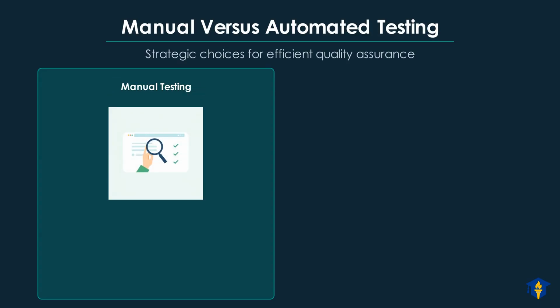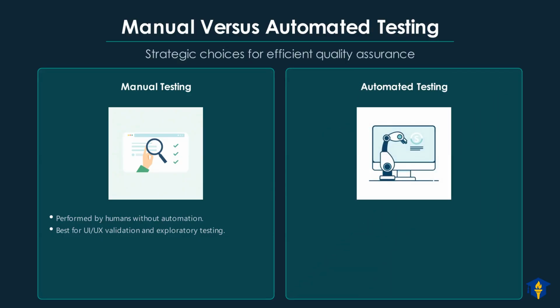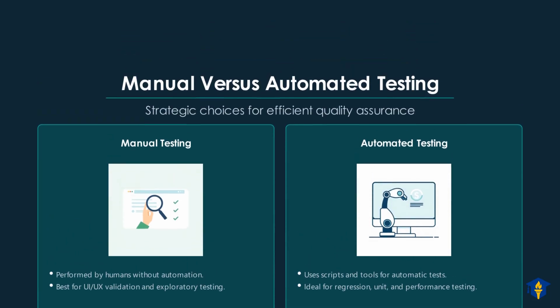Manual testing, as its name suggests, involves direct human effort in execution. It is performed by individuals without the aid of any automation tools. This approach is often best for validating user interface, user experience, and exploratory testing. On the other hand, automated testing uses specialized scripts and various tools. It runs tests automatically, which can be much faster and more consistent. Automated testing is ideal for regression, unit, and performance testing scenarios efficiently.